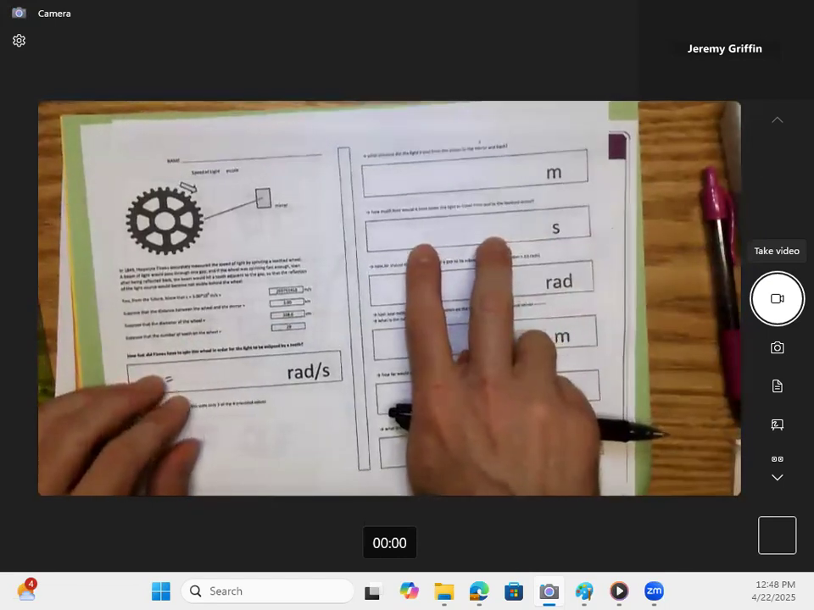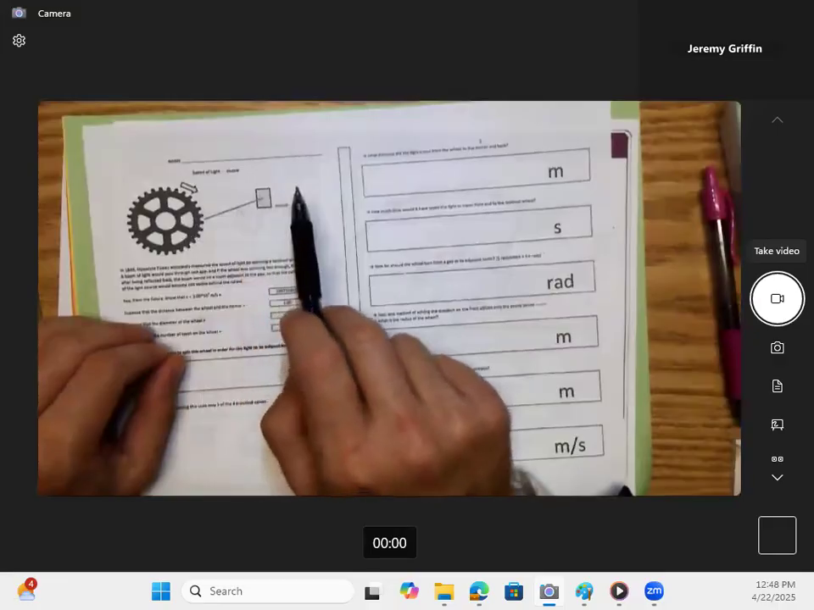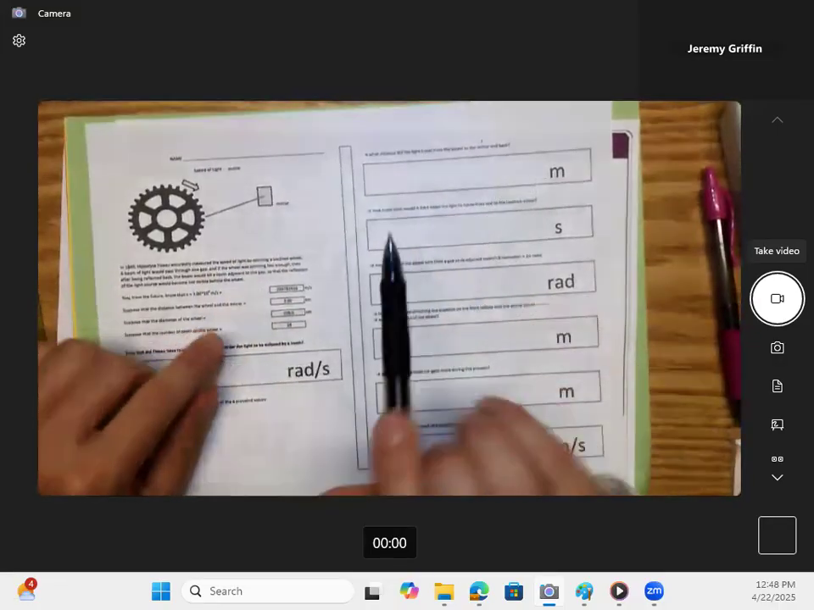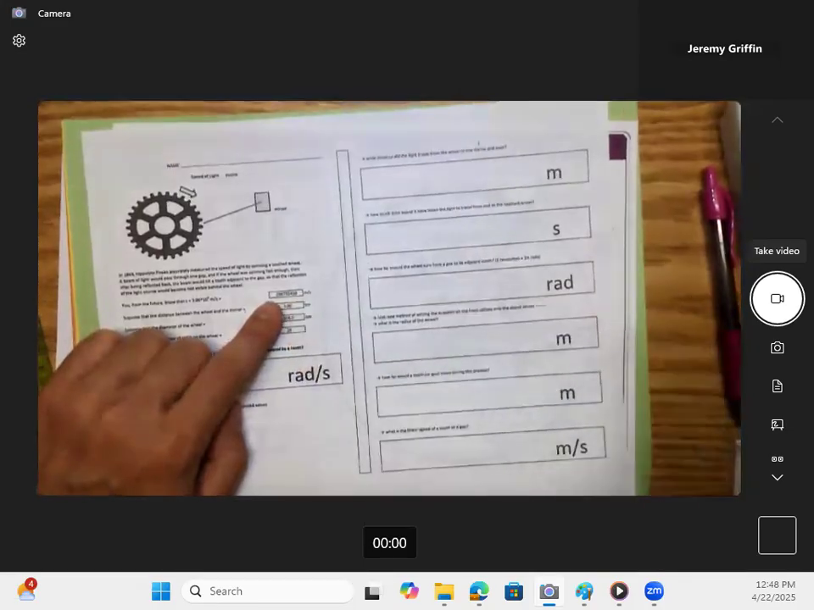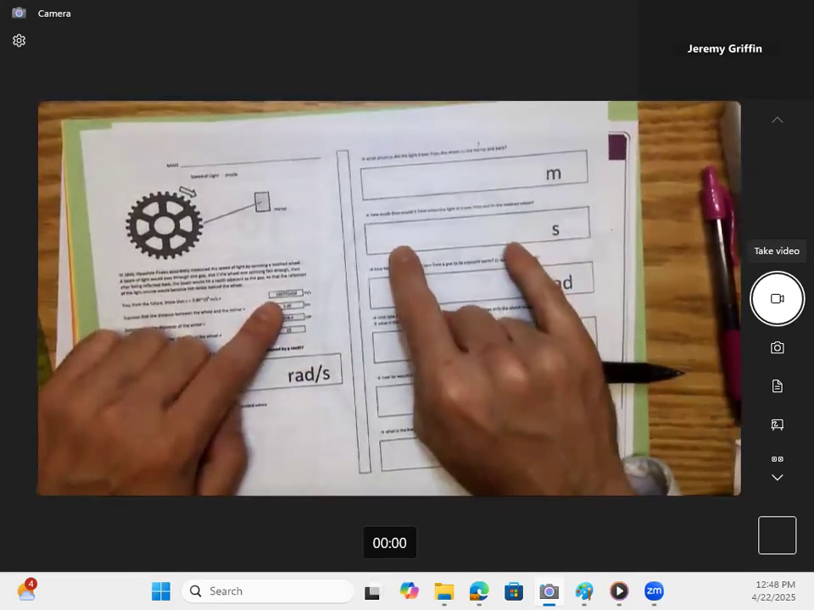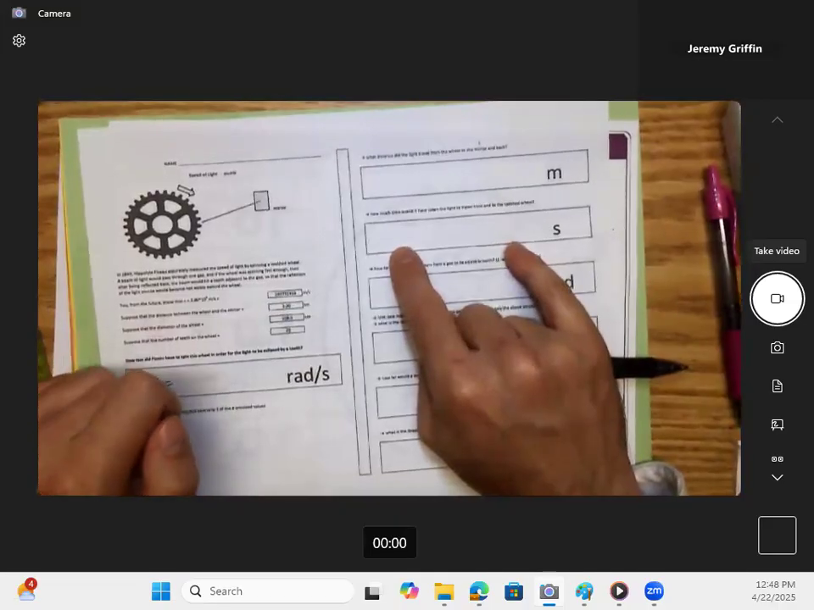Next question, how much time does it take? Well, if you know the round trip distance and you know the speed of light, because I'm giving you the speed of light, so remember you're solving this whole thing backwards. Can you calculate how much time this whole process would take?